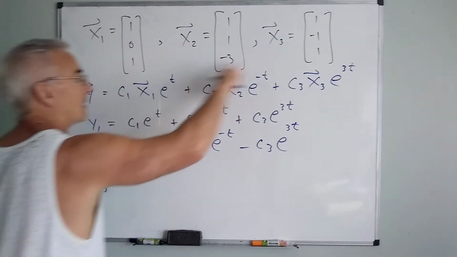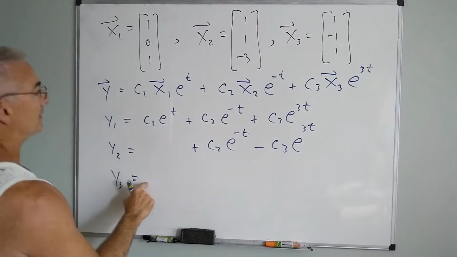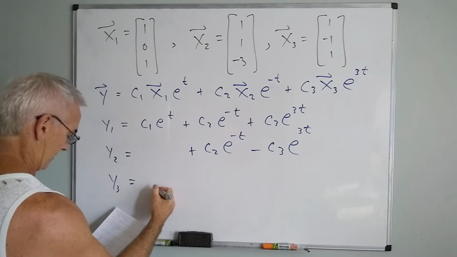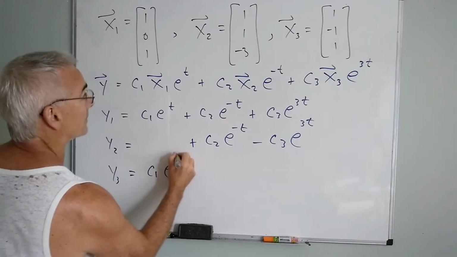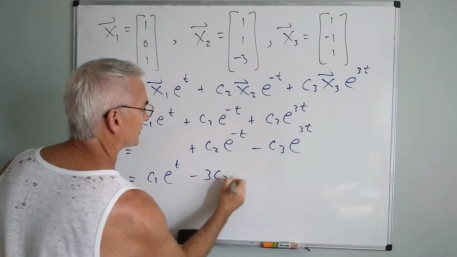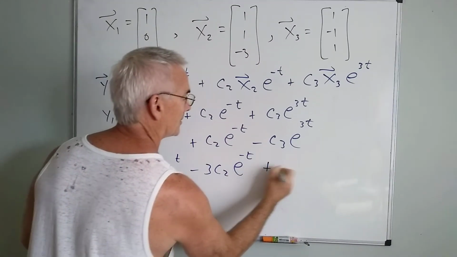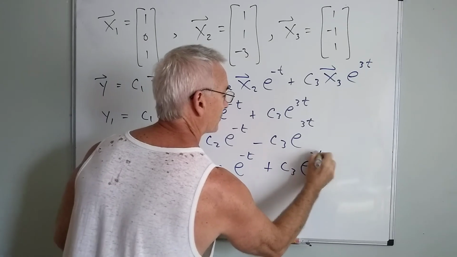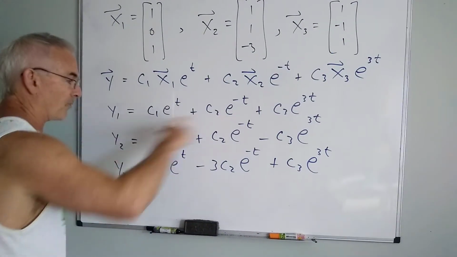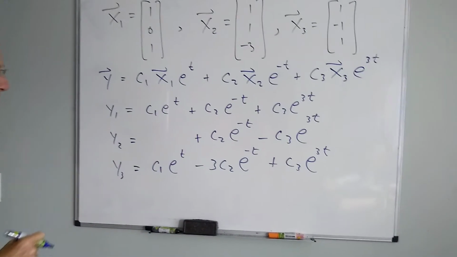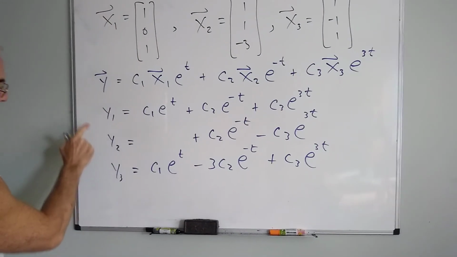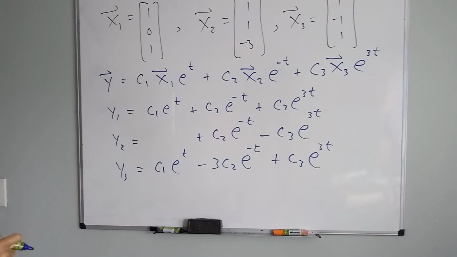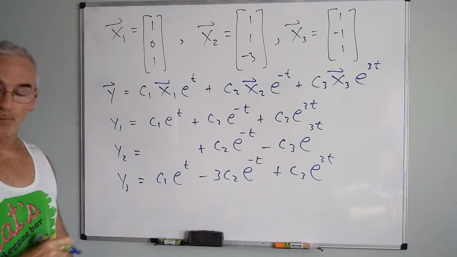And then finally, the last row, that would be the y3. And that would be, in this case, C1 e to the t minus 3 C2 e to the negative t plus C3 e to the 3t. So this would be a formal way of stating the solution. And now if I want to check, I would take the derivatives of each of these and then insert them back into the original equation, and that would be my ultimate check.